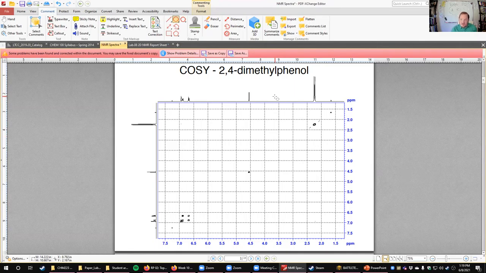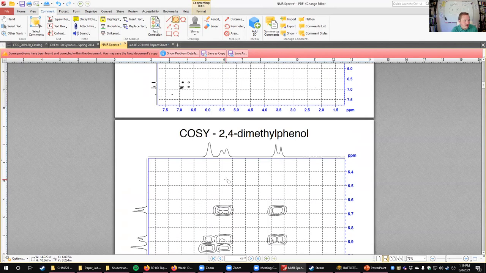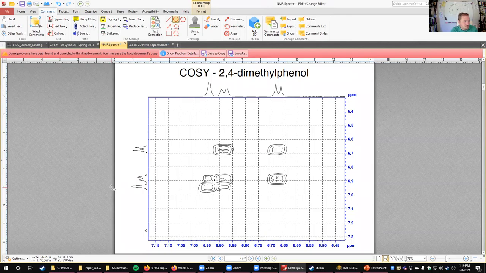The COSY, though, does wind up being helpful, because remember, the COSY was showing us which protons are spatially close to what other protons. So basically, you're looking for hydrogens, and the ones that they couple to are going to be the adjacent hydrogens. And so when they zoom in on this region here, we can see that we've got some coupling in this region right here. I guess we should do the diagonal first.